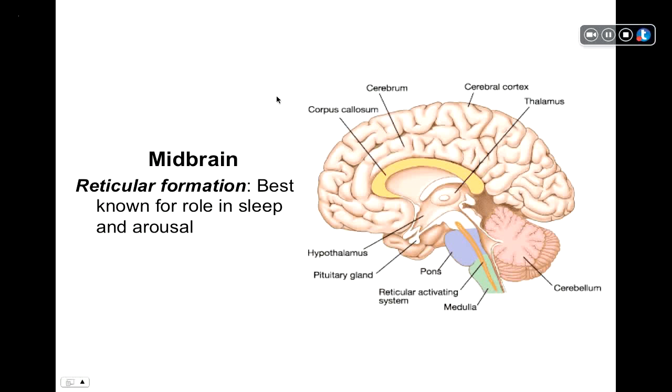The midbrain. The structure that you need to know something about in the midbrain is the reticular activating system, or the reticular formation, that actually runs down through the pons and the medulla. Think of the reticular formation as playing a role in sleep and arousal. So there's something that happens in the brain that puts us to sleep. There's something that happens in the brain that wakes us up. And that is the action of the reticular formation.